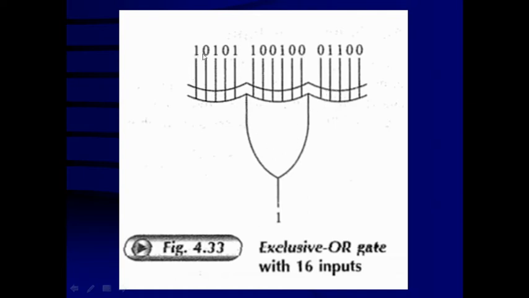The numbers are 10101, 100, 01100. How many ones are there? 1, 2, 3, 4, 5, 6 and 7. So 7 ones are contained in this binary number. That means an odd number of ones are there, so the output of the exclusive OR gate is going to be 1, or high. If this number is changed to have an even number of ones, say any one of the 0s is made 1, then 8 ones will be there. So it contains even parity and the output of the exclusive OR gate is going to be 0.